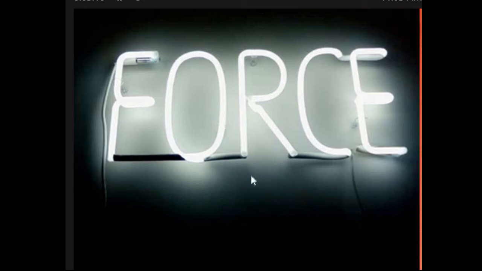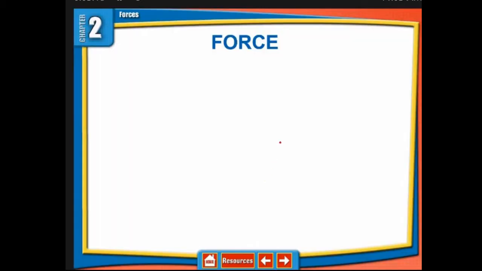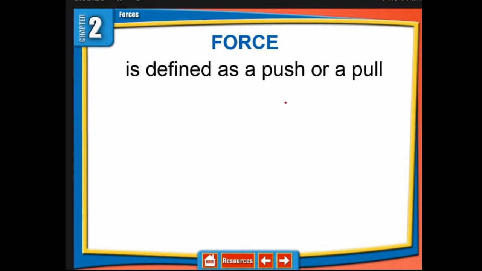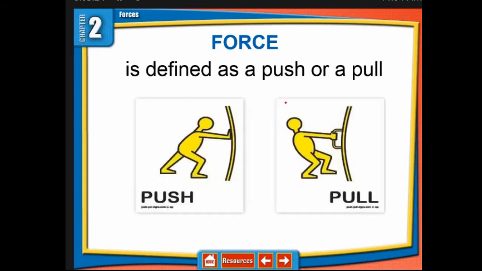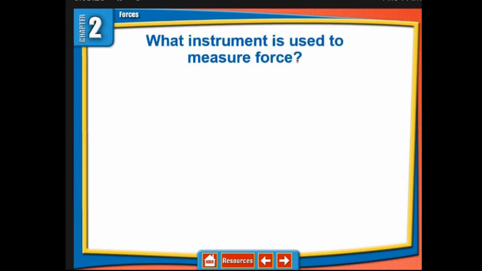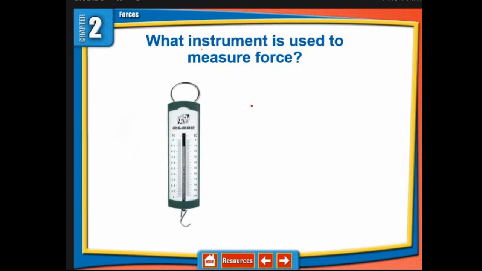Good day. Our topic for today will be all about force, free body diagram, and the law of inertia. So force is defined as a push or a pull. It is measured by this instrument, and we call this one spring balance.